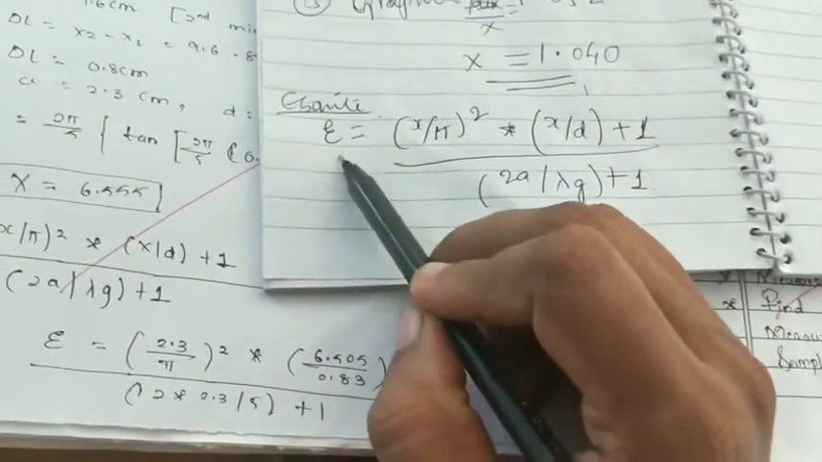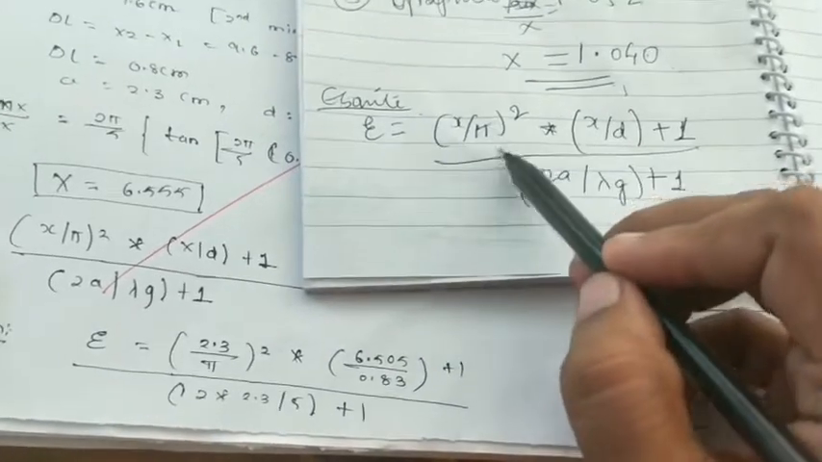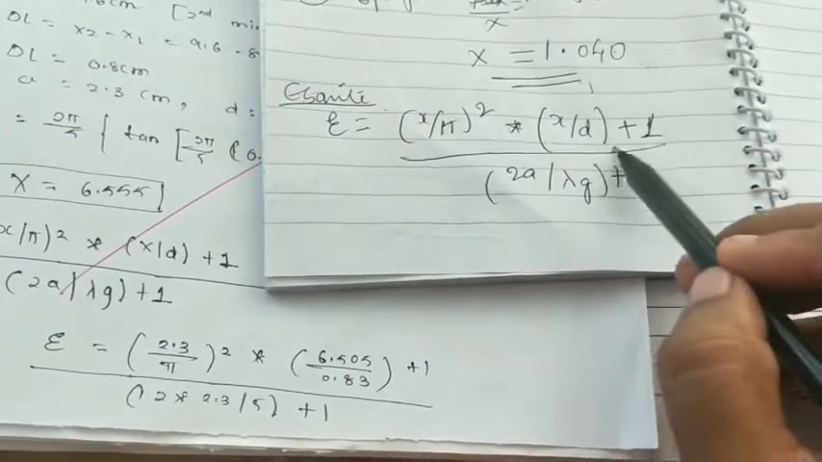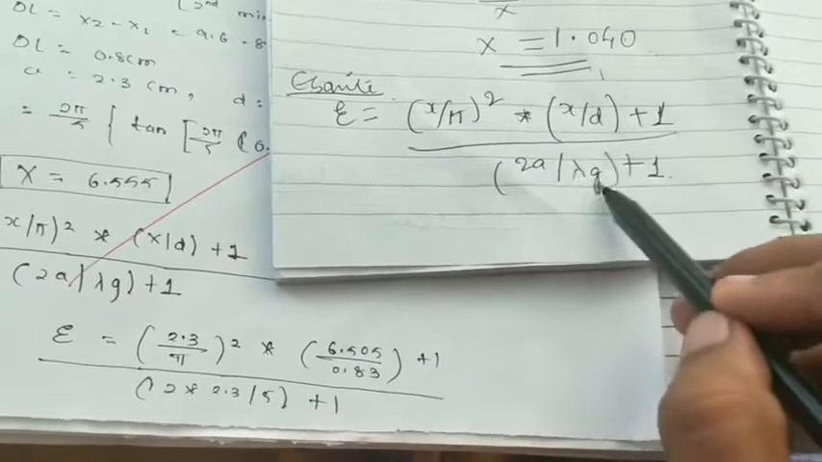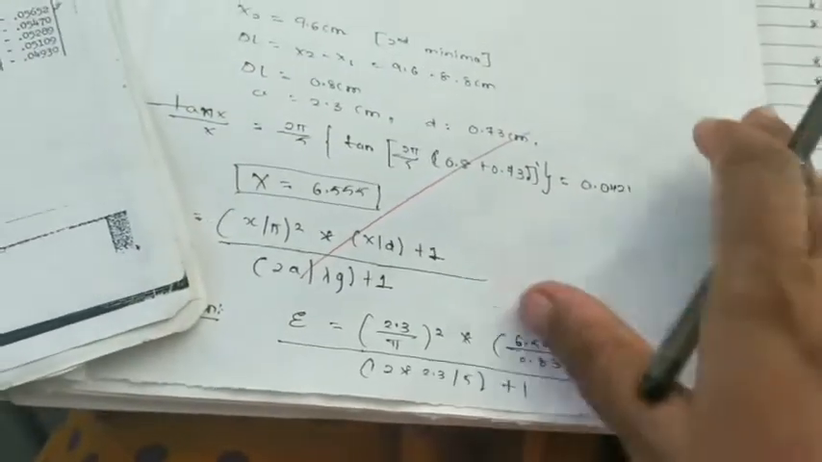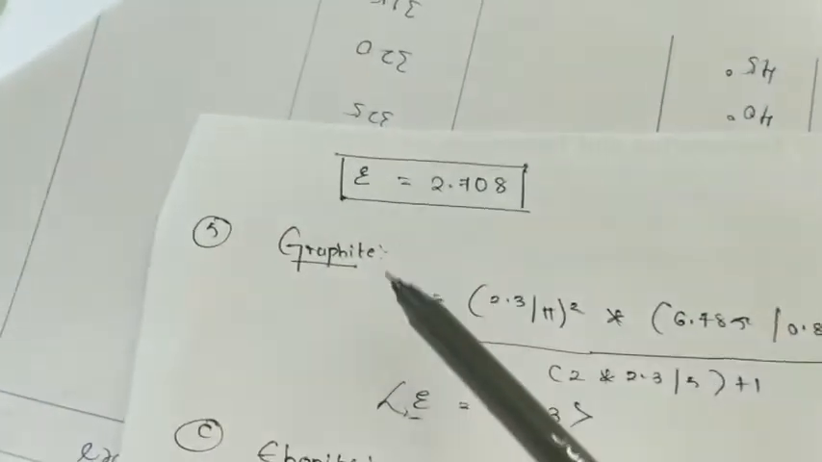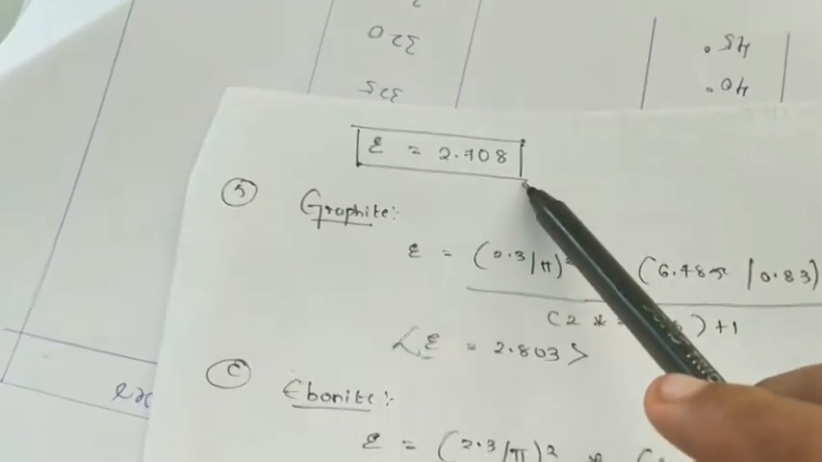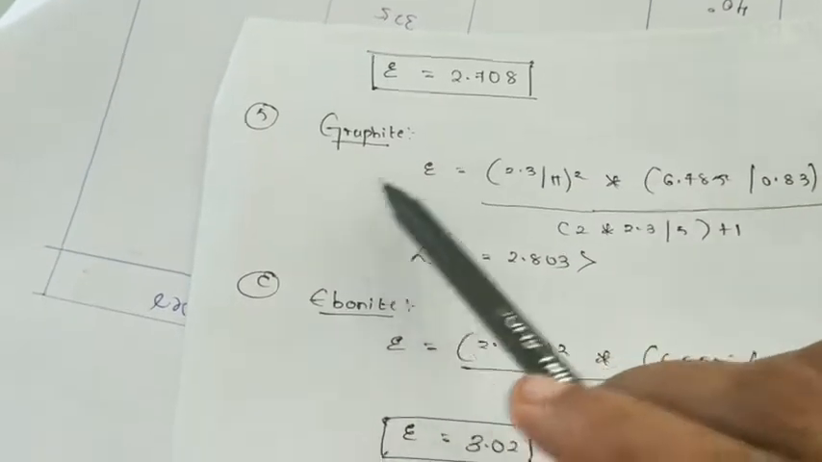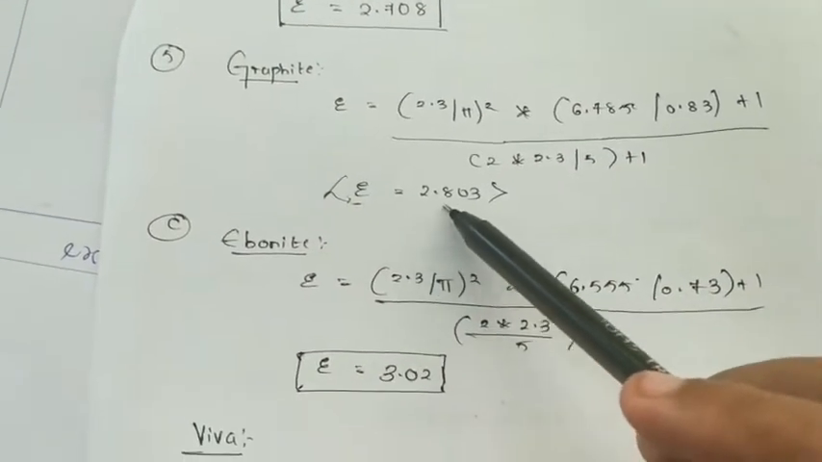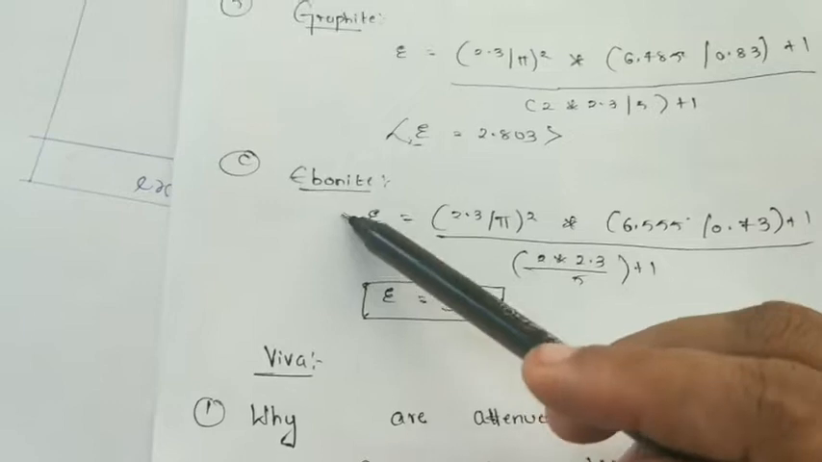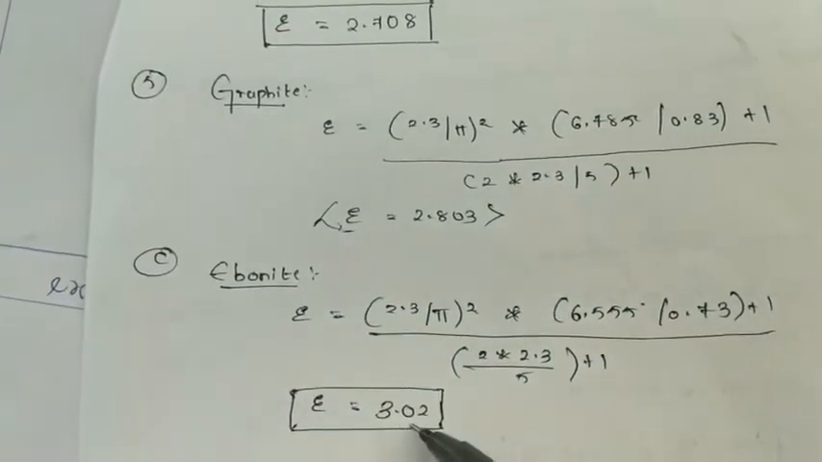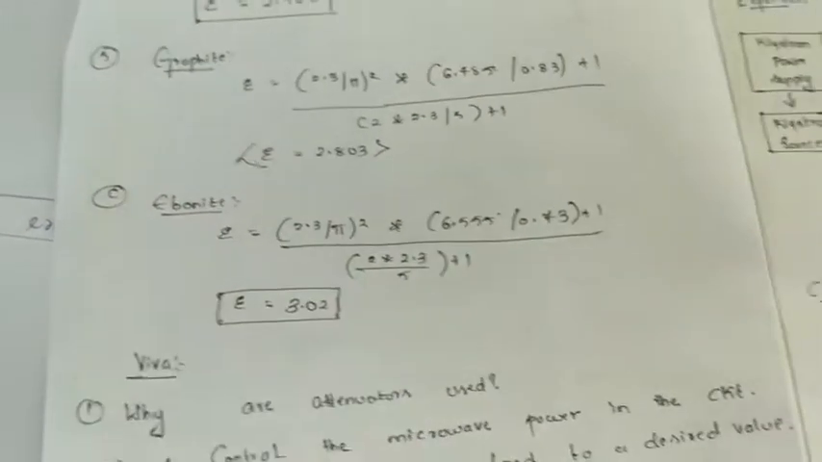The permittivity formula is epsilon is equal to x by pi whole square into x by d plus 1 divided by 2a by lambda g plus 1. Once we substitute all the values into this formula, we are going to get epsilon equal to 2.908 for the Teflon, for the graphite epsilon is 2.803, and for the ebonite epsilon is equal to 3.03. Okay, thank you.